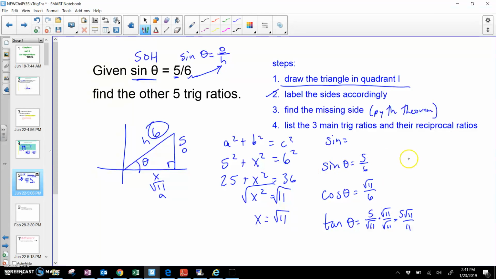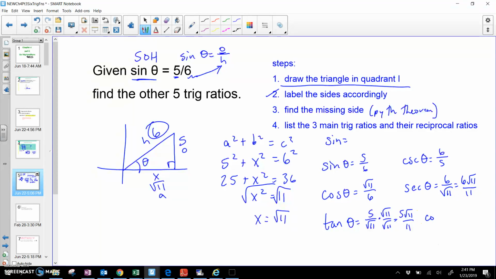So I go from sine to cosecant theta then. And I don't look back at the triangle. I just take the reciprocal of my answer there. So it was 5/6, so now it's 6/5. Cosine goes with secant. So it's going to start as 6 over root 11. But then again, I would multiply the top and bottom by root 11 over root 11. I get 6 root 11 over 11.